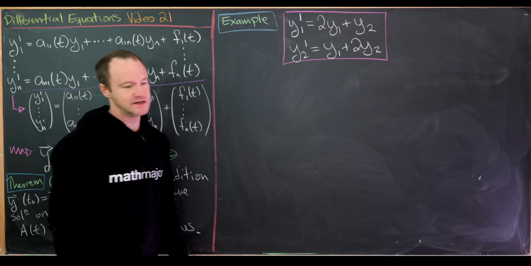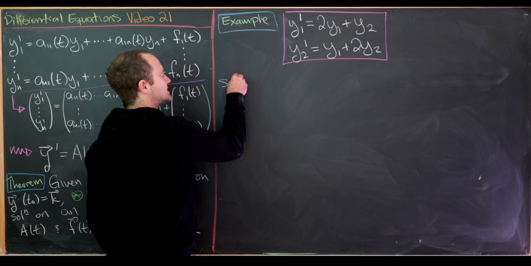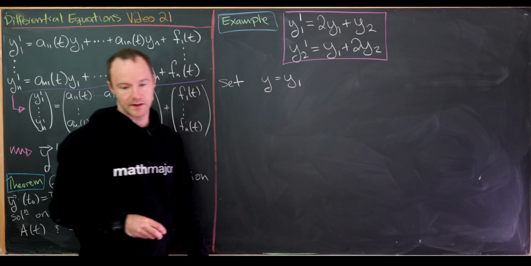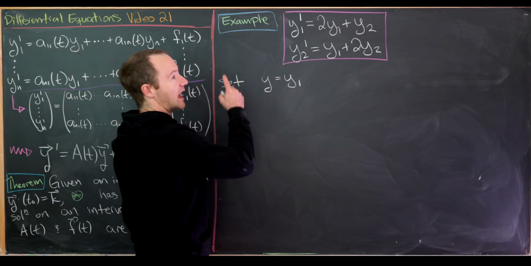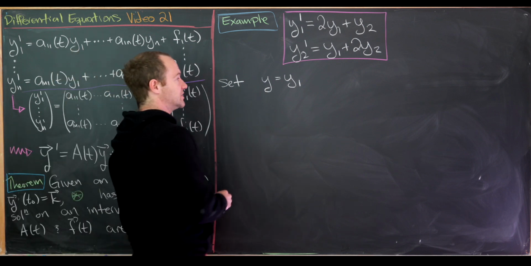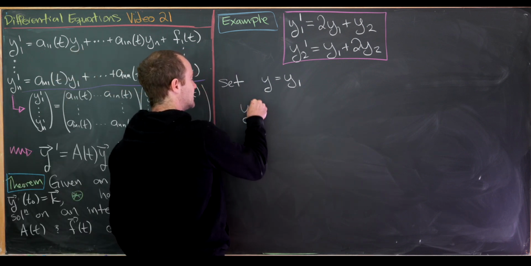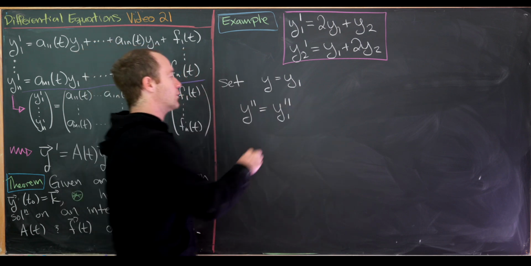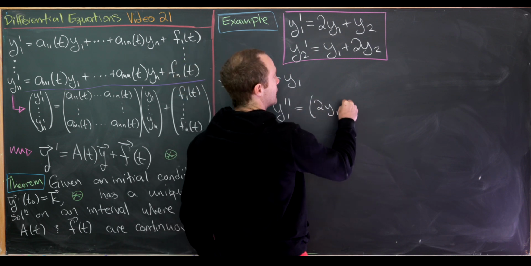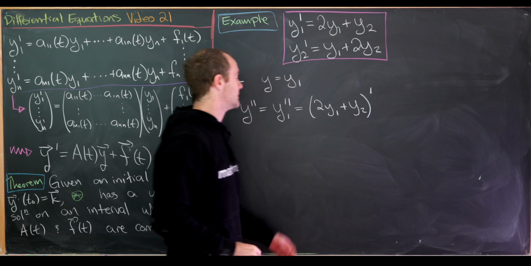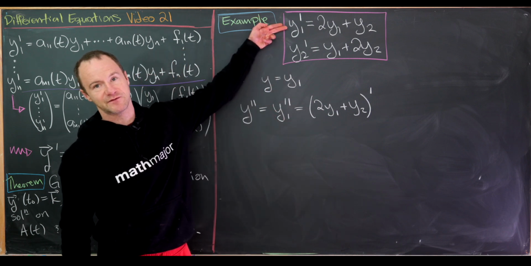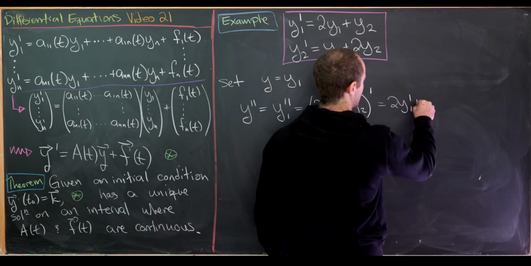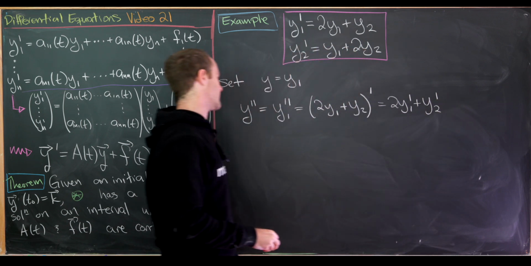Okay, so let's see how we might do this. Let's start the same way that we did before. So let's set y equal to y1. Now since we're aiming to have a second order differential equation, let's look at y double prime, which ends up being y1 double prime. But y1 double prime will be equal to 2y1 plus y2 prime, just based off taking the derivative of the first of our system of differential equations. That ends up being 2y1 prime plus y2 prime.